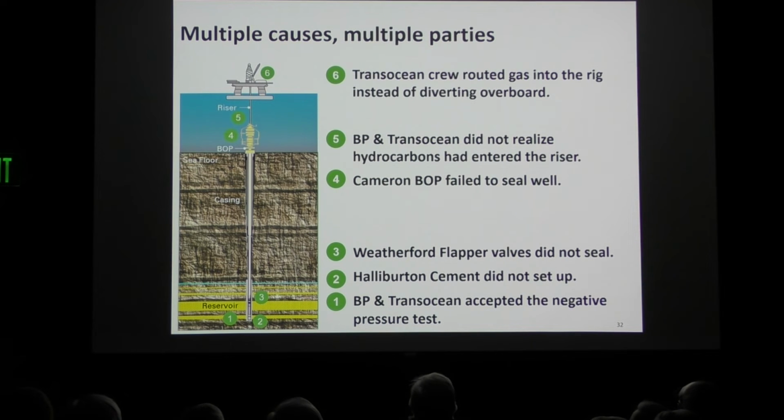So just to recap then, what went wrong? The first thing was that BP and Transocean accepted that negative pressure test. Secondly, the Halliburton cement did not set up as designed. Third, the Weatherford flapper valves didn't seal. Fourth, the Cameron BOP failed to seal the well. In particular, the blind shear rams failed to seal. Fifth, BP and Transocean didn't realize hydrocarbons had entered the riser, in other words, had moved up above the BOP. And then finally, and tragically, the Transocean crew routed gas into the rig instead of diverting it overboard.